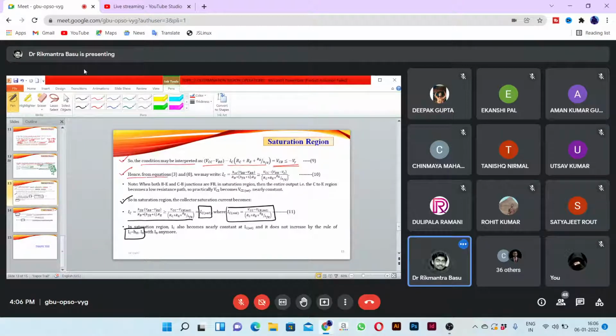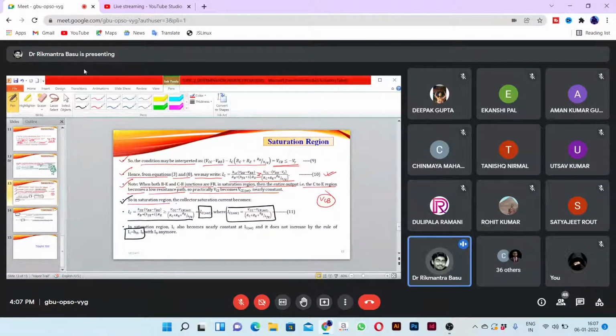Hence from equations 3 and 8, we may directly write that the collector current should follow greater than or equal to this condition, equation 10. Note, when both base emitter and collector base junctions are forward biased, the transistor is in the saturation region. Then the entire output, that is the collector to emitter region, becomes a low resistance path. So practically VCE becomes a VCE sat or nearly constant. So that's why we haven't gone for the calculation of VCE. We have focused on the calculation of VCB.